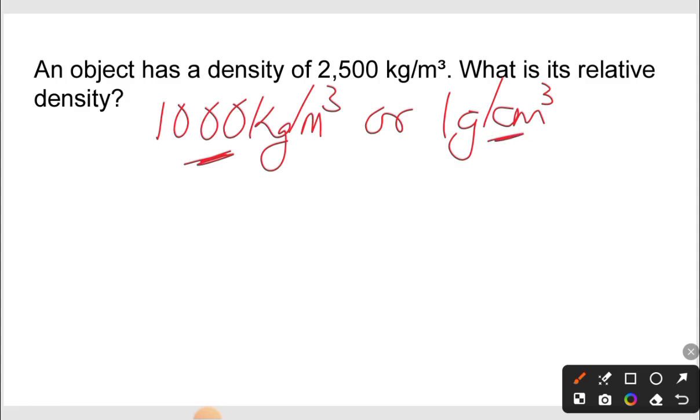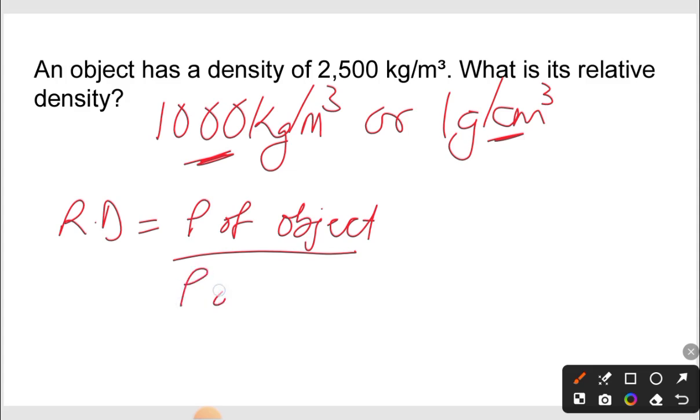Okay, so looking at this question, an object has a density of 2500 kilogram per meter cube. What is its relative density? Now you can try it. You can pause the video, try it. Alright, so relative density equals density of object, in the case of this question, is an object. Density of object over density of water.